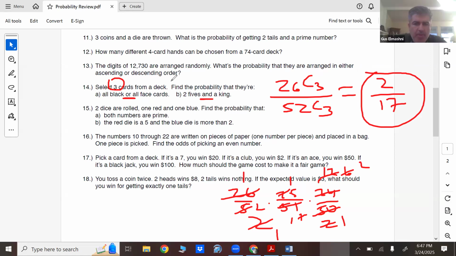But that's not done. We're not done yet. That's just for black. Now for all face cards, you kind of do the same thing.